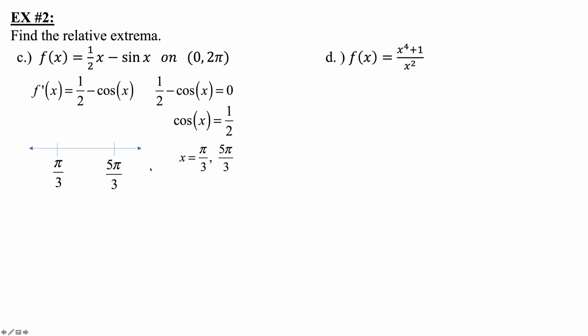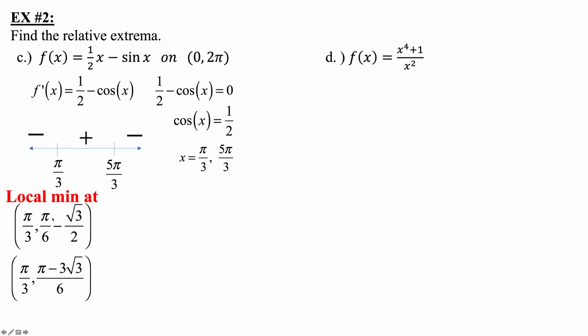All right, so I make my number line. Pi over 3, 5 pi over 3. Look at the derivative function. Your function with x in it is negative, so the right-hand behavior is negative, then it alternates to a positive, then to a negative, because these have occurred once. So let's see, at pi over 3, decreasing to increasing, oh, that's a relative min, or local min.